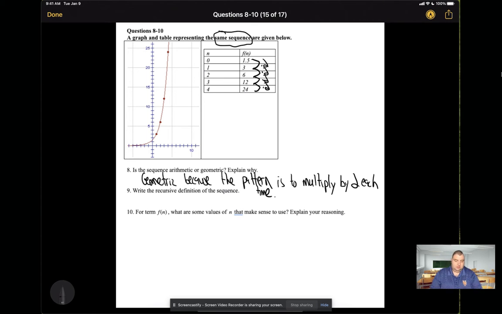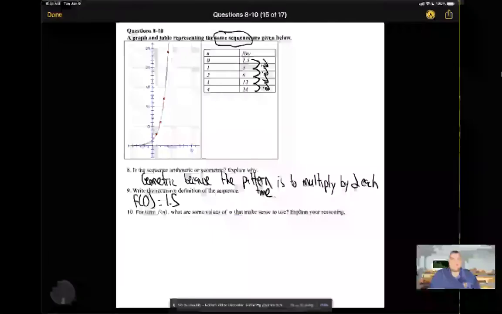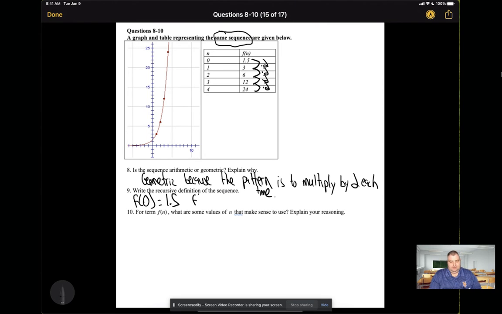All right. Number 9, write the recursive definition of the sequence. So what is my starting term? So f of 0 is going to be 1.5. And then f of n, my new term, is going to be take my previous term and multiply it by 2. So f of 0 equals 1.5, and f of n equals f of n minus 1 times 2.